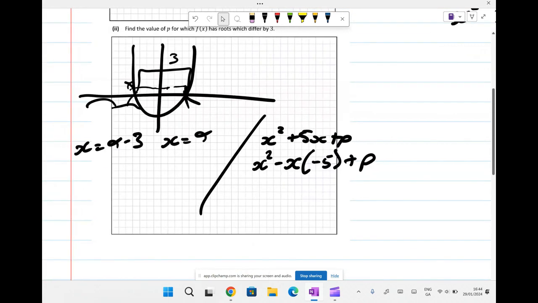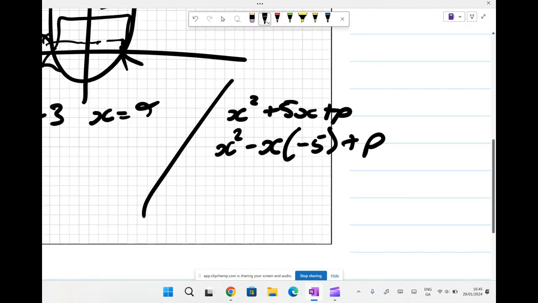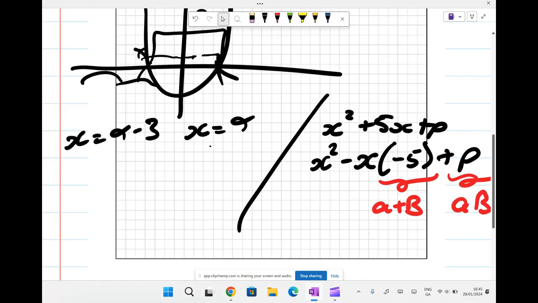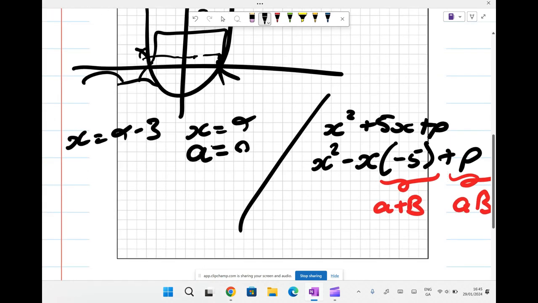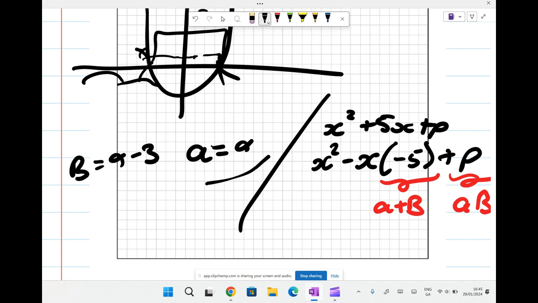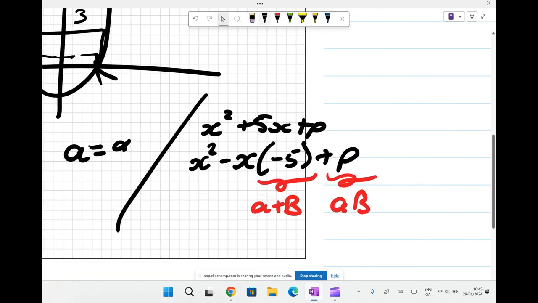Okay, so our roots are alpha and alpha minus 3. And we know that when we have it in this form here, minus 5 over here is going to be one root plus the other, and this here is going to be one root times the other. So let's let a equal alpha, and b is alpha minus 3, just to not confuse matters. So these are our two roots: a is alpha and b is alpha minus 3.